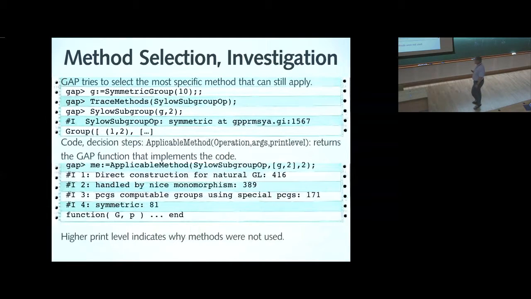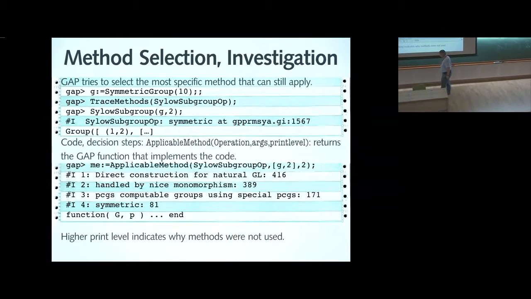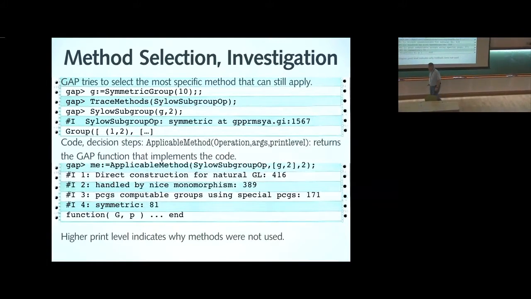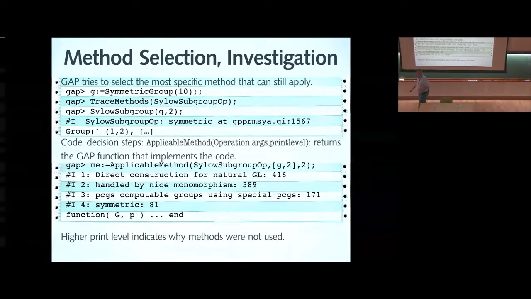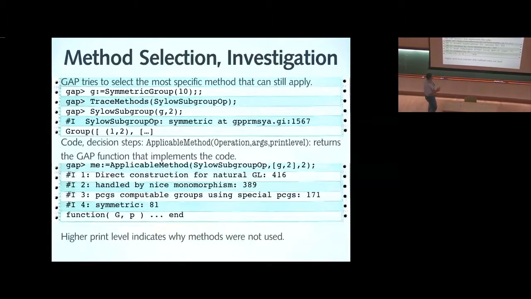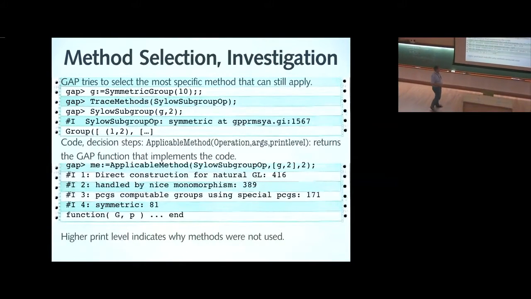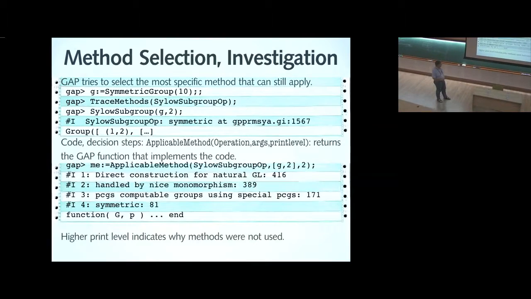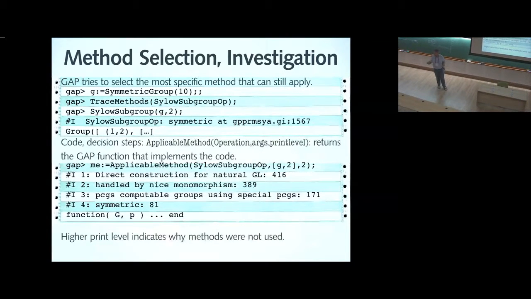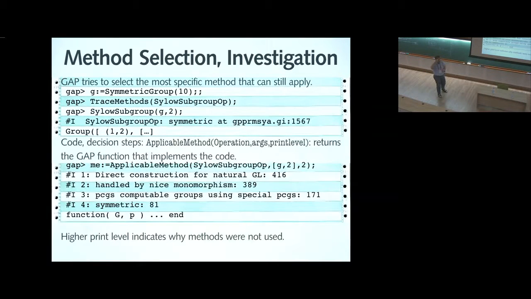Okay, next comes the method for groups which are solvable and known by a polycyclic generating system, in the sense as Heiko talked about. This group is not solvable, so we're skipping this, and then comes this method which is labeled as symmetric. An applicable method returns a GAP function, and I could type print of ME that will print me this GAP function, and I can see within GAP what kind of code is called.